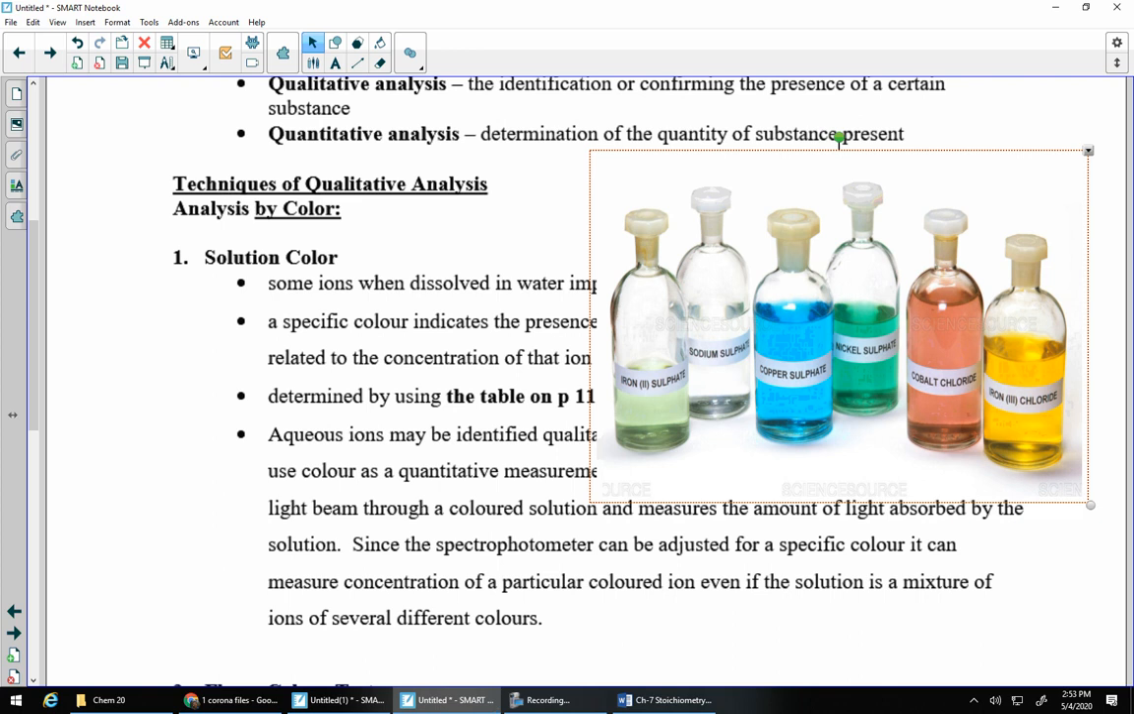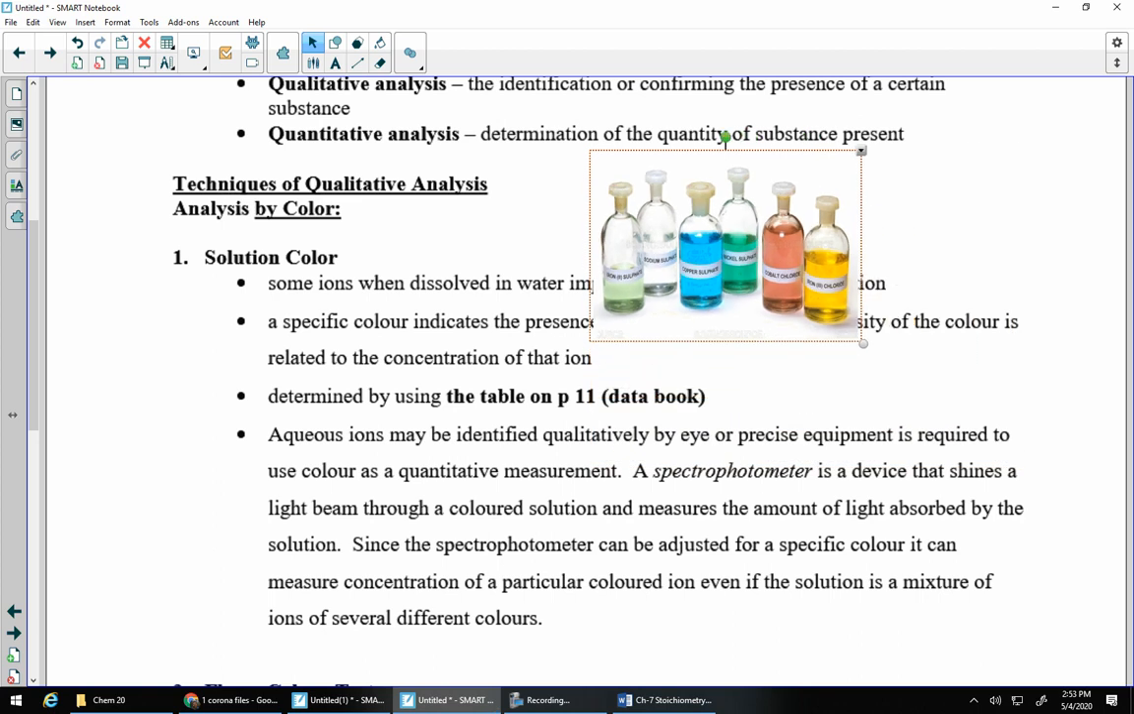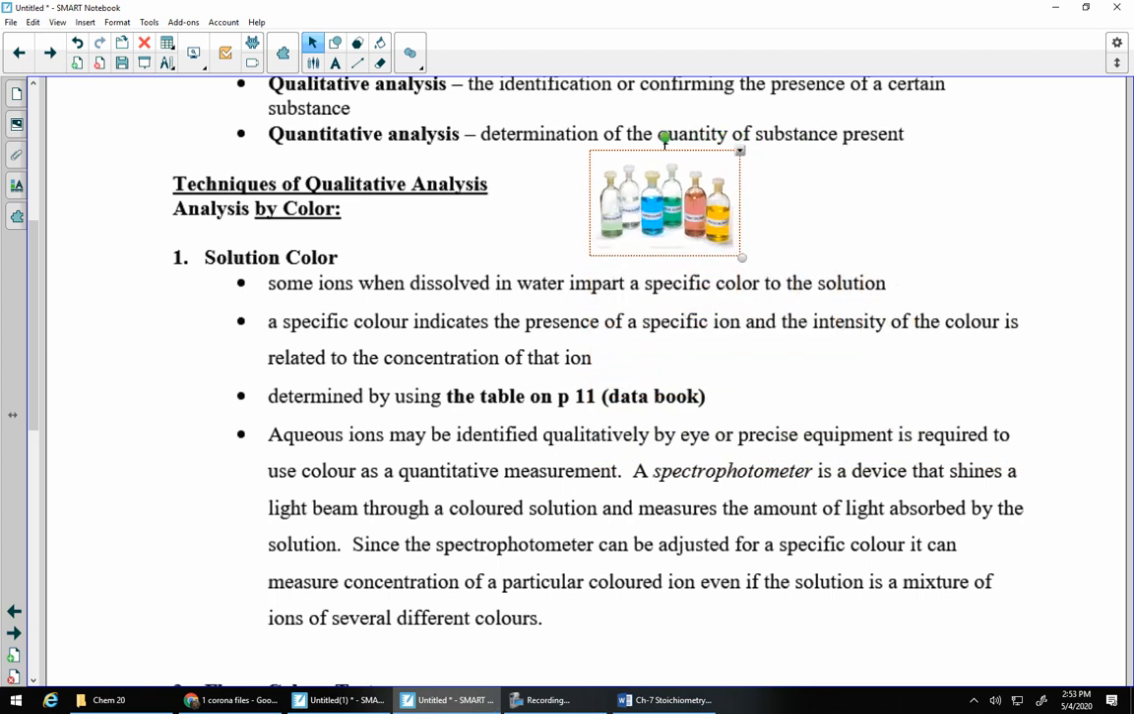So if we were to come across a solution, or sorry, create a solution with a chemical, and it becomes a very particular color, there's a good chance that it's one of maybe a handful of different elements. You can find all of these ions actually on page 11 of our data booklet.